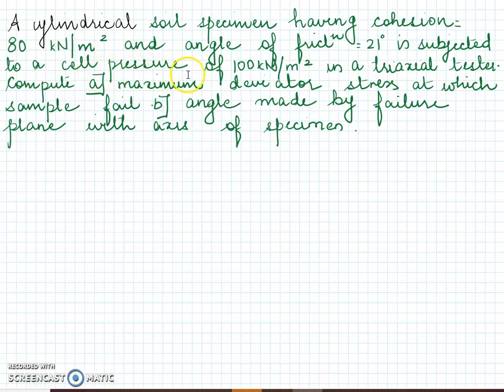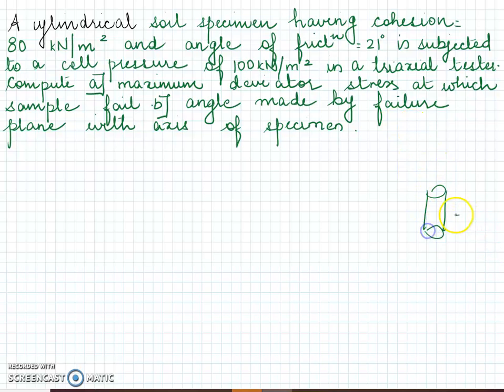It's subjected to a cell pressure of 100 kilonewtons per meter square in a triaxial tester. Okay, compute. There are two things you are asked to determine. One is maximum deviator stress at which the sample will fail. What is deviator stress? When you have a triaxial testing machine sample, what happens?